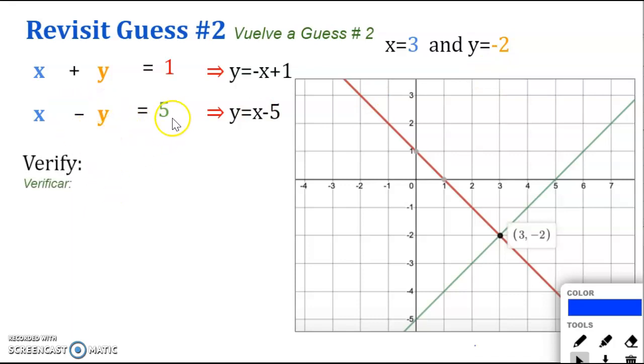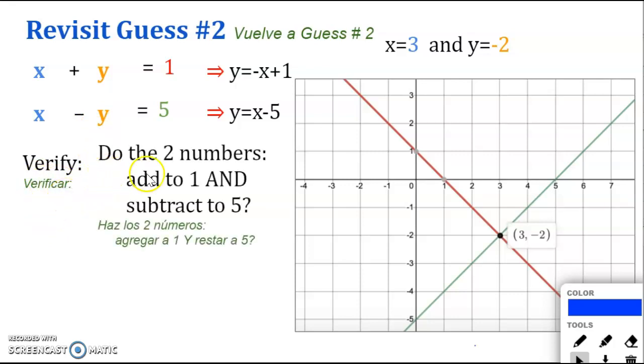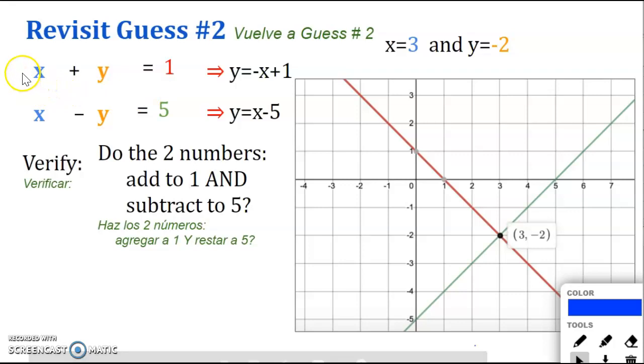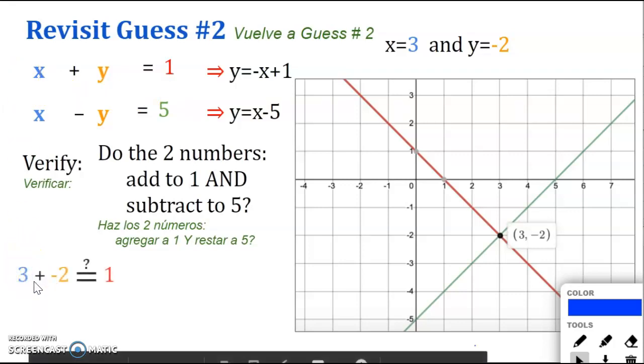Now that's the first part of solving systems of equations. The second part is to verify, and this is really important. Do the two numbers add to 1 and subtract to 5? You're checking to make sure that your math is correct. To do that, you substitute these values into your original equations, both of them, not just one. You need to substitute into two different equations, since we have two different equations to check.